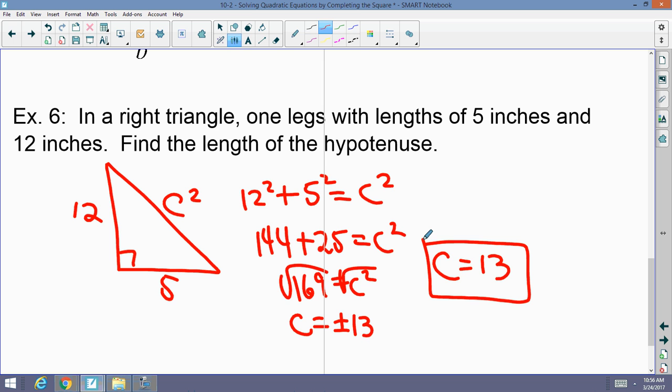And this, by the way, if anyone recognized this, this is a Pythagorean triple. Yes, sir, my brother. If on the test you put plus or minus 13, I'd have to put half wrong because you can never have a negative side or length or distance. Thank you for asking. As always, thank you for caring.